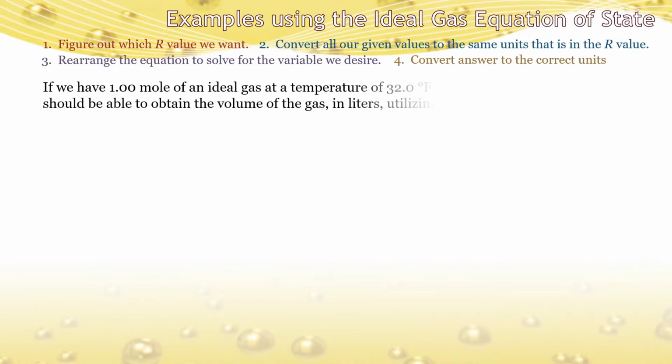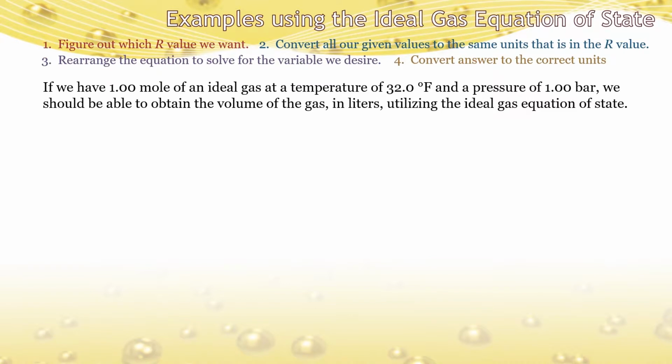If we have 1 mole of an ideal gas at a temperature of 32 degrees Fahrenheit and a pressure of 1 bar, we should be able to obtain the volume of the gas in liters utilizing the ideal gas equation of state. The way this shows up in a solution map is that we take N, T, and P, and we find V utilizing the ideal gas equation of state.